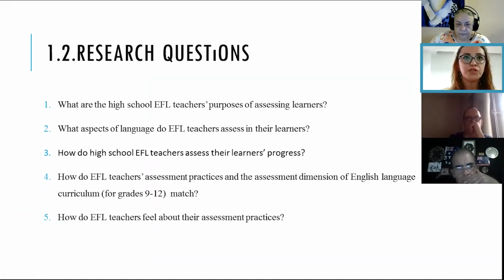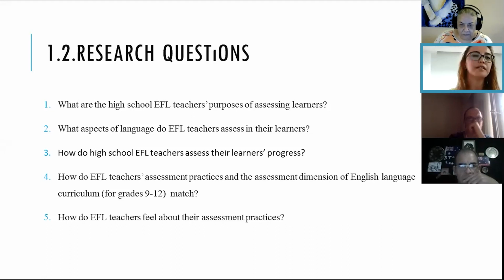The research questions of my study were, the first one, what are the high school EFL teachers' purposes of assessing learners? By the way, I prepared these research questions based on the curriculum itself, okay? Second one, what aspects of language do EFL teachers assess in their learners? So the what part. And how do high school EFL teachers assess their learners? And the third and the how part.